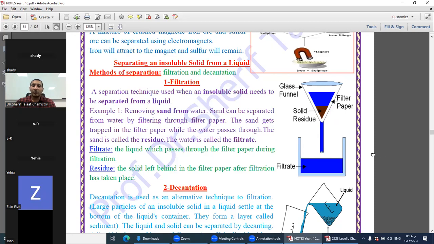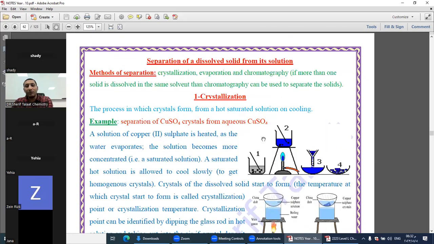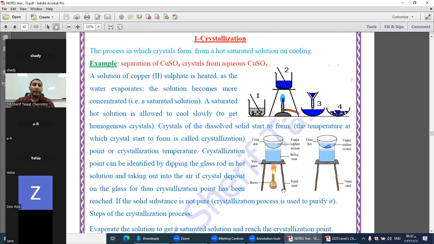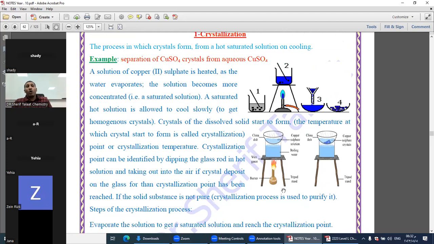How can we know that the crystallization point has been reached? Mixing with a glass rod, crystals form. And for drying, we dry in a warm place or between two filter papers. Why don't we dry on a Bunsen burner? To prevent melting of the crystals.